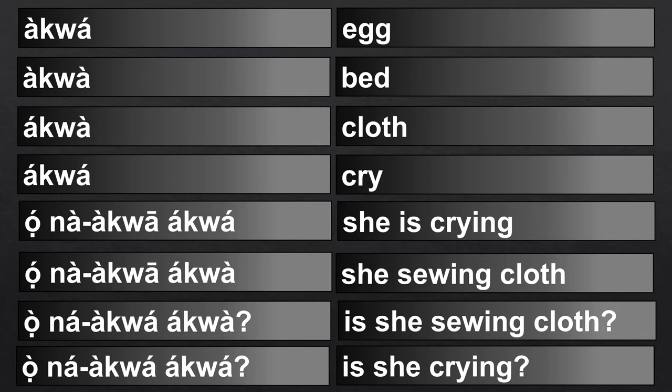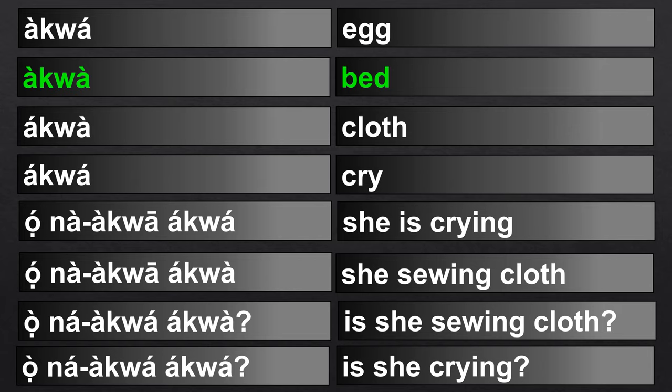If we assign low tone to the first vowel and high tone to the second vowel, it becomes akwa. Akwa is egg. So it's low tone and then high tone. Akwa, egg.